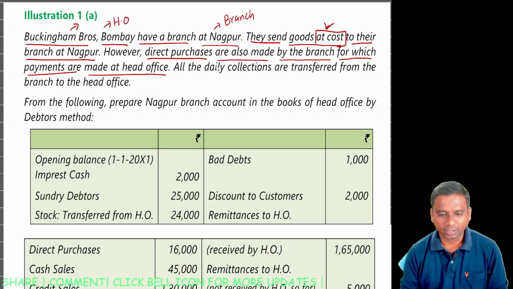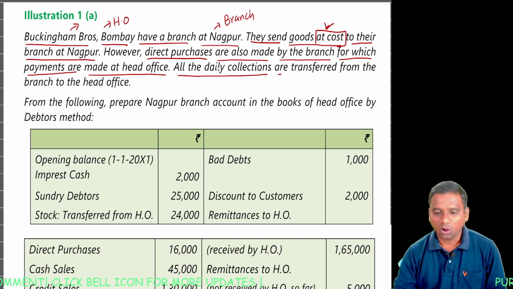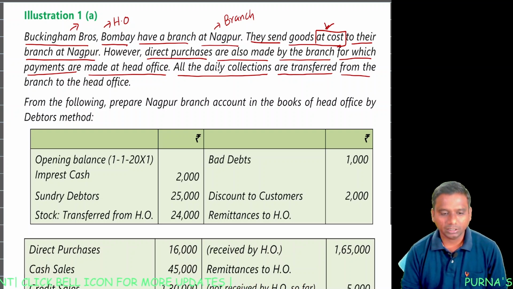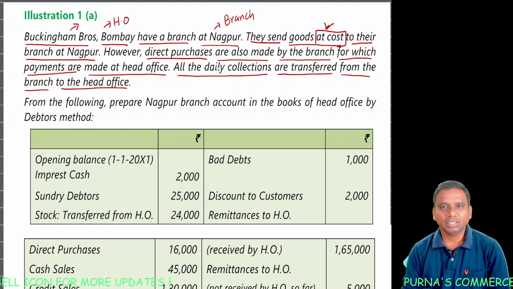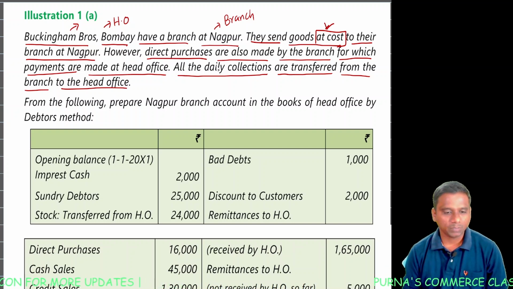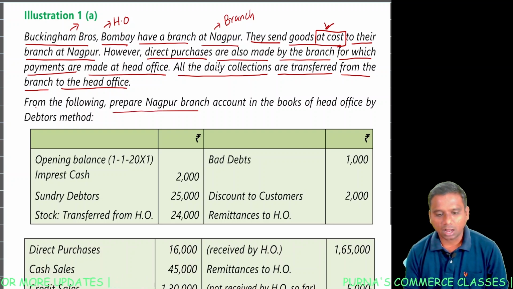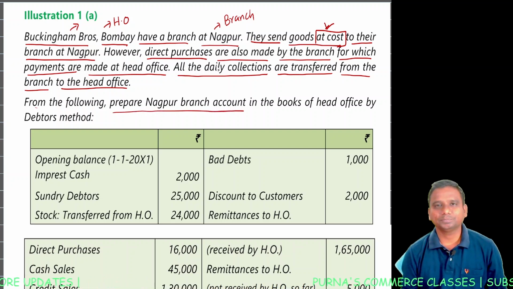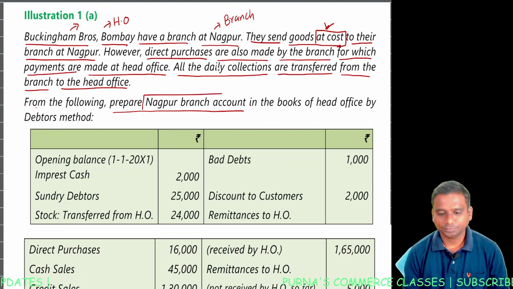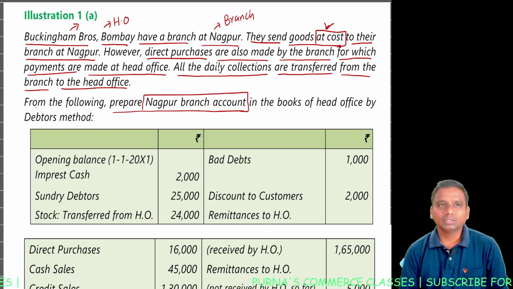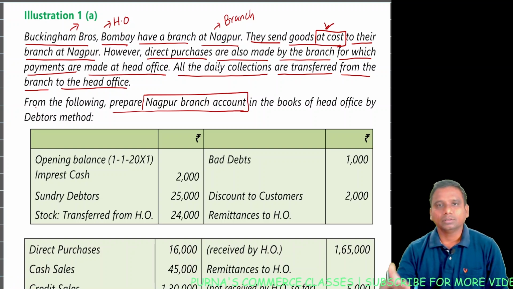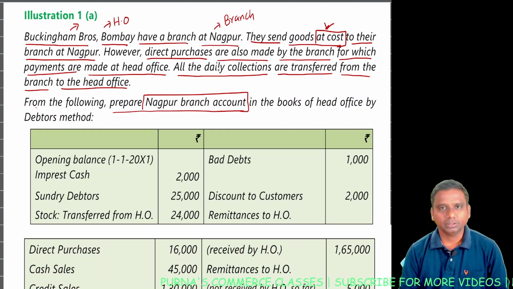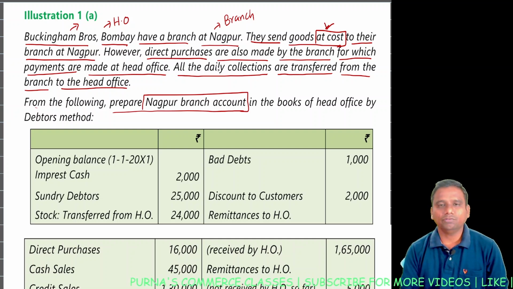Who is making all the payments for direct purchases made by branch? Head office. Okay. Right. All the daily collections are transferred from the branch to the head office. So amount collected is transferred to head office. Fine. From the following, prepare Nagpur branch account. What is the requirement? Only this branch account. You may ask a doubt. Sir, we have three methods: debtors method, stock and debtors method, final accounts method. How can we identify the method?